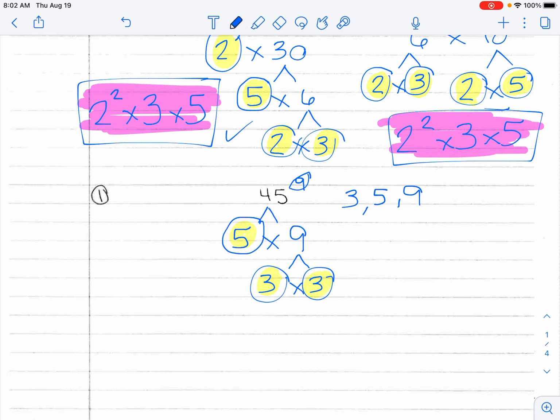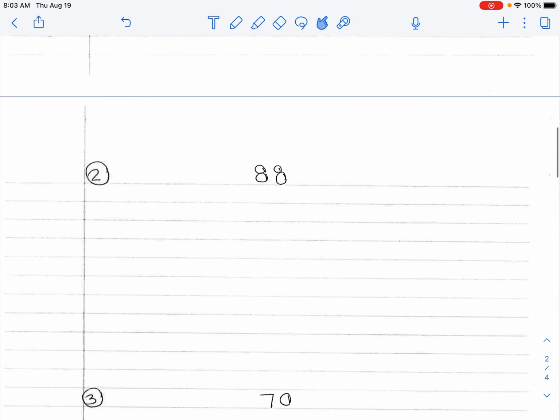You always start your answer with the lowest prime number, which is 3. Since there are 2 3's, that would be written as 3 squared, and then we have 1 5. So final answer, 3 squared times 5. Now, if you want to check that, 3 times 3 is 9, so 3 squared is 9, and 9 times 5 is 45. Check.